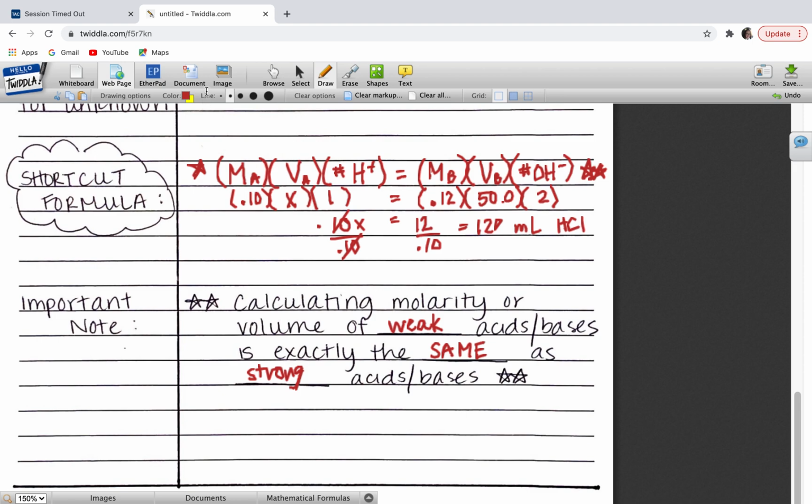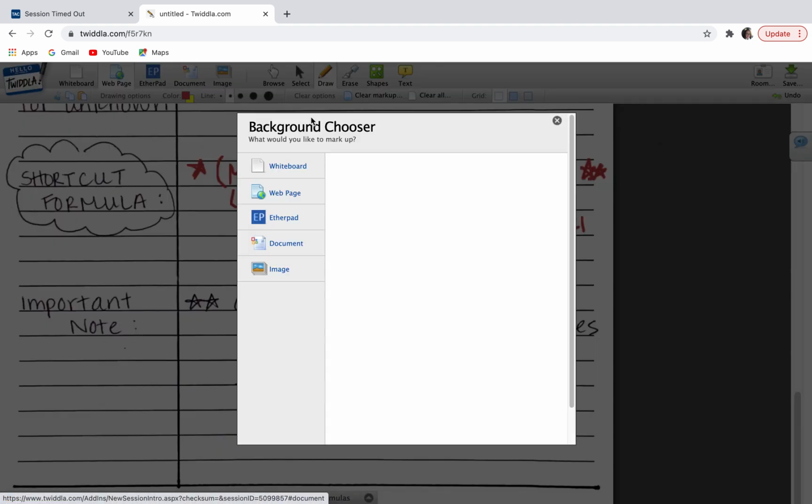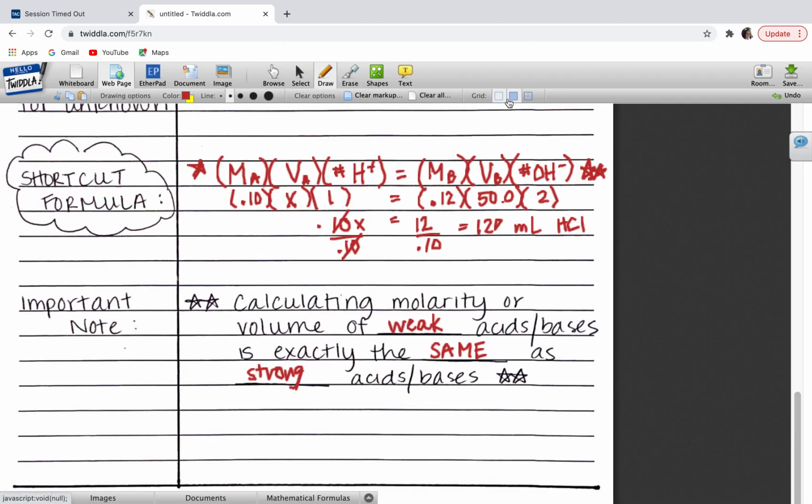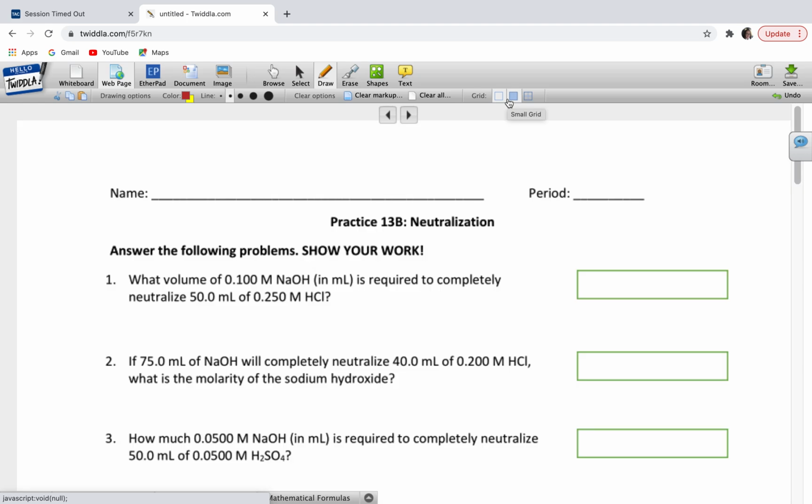Take a look at the homework then. Most of the problems on this assignment, you're going to be using that shortcut formula. They're asking you to figure out how much it takes to neutralize. So if they're asking you how much does it take to neutralize something, they're asking you to figure out that equivalence point, because that's where it's neutral. Okay, so they're asking you to do the equivalence point calculation.